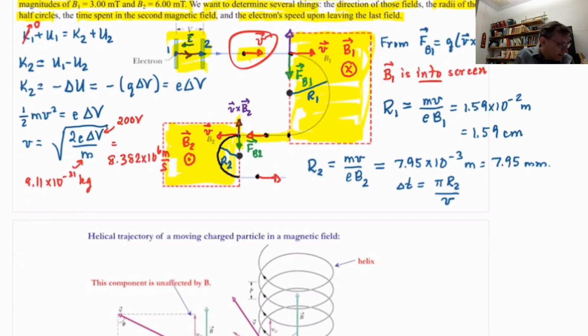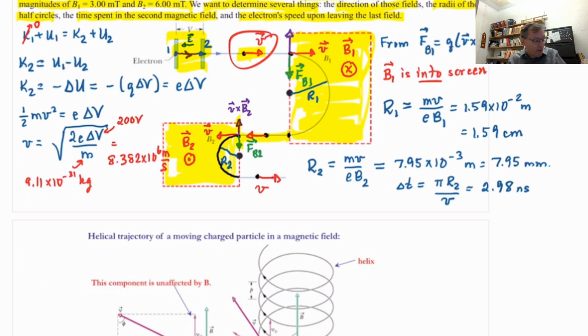You get an amount of time of, look at this, 2.98 nanoseconds. Whew, that electron is going quickly, isn't it? And how fast is the electron going when it leaves this last field? It's still going at speed v. Remember, a magnetic field can only change the direction of a velocity, not its magnitude.